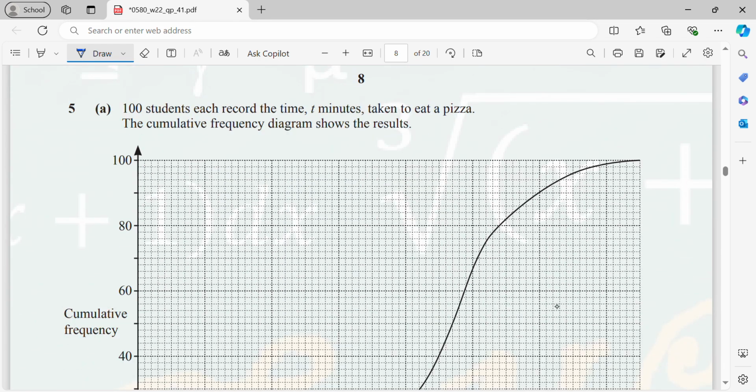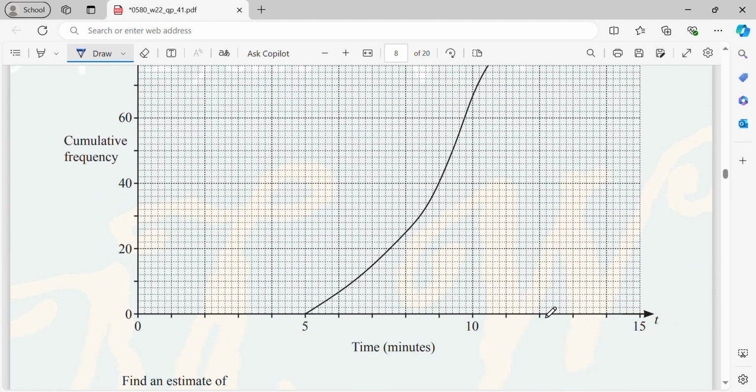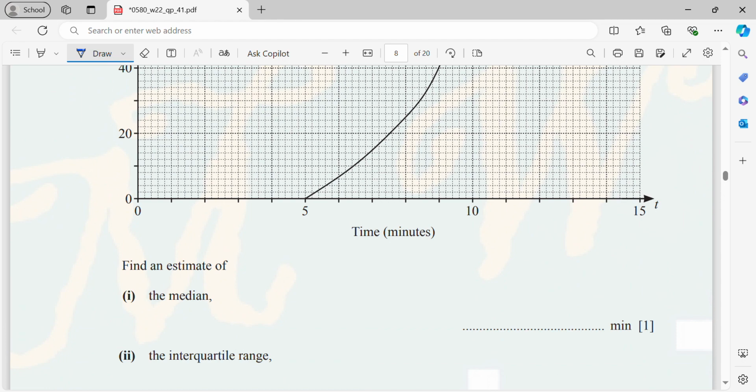Right, now question 5a. 100 students each record the time, t minutes, taken to eat a pizza. The cumulative frequency diagram shows the results. Okay, this is the diagram. Now find an estimate of the median.